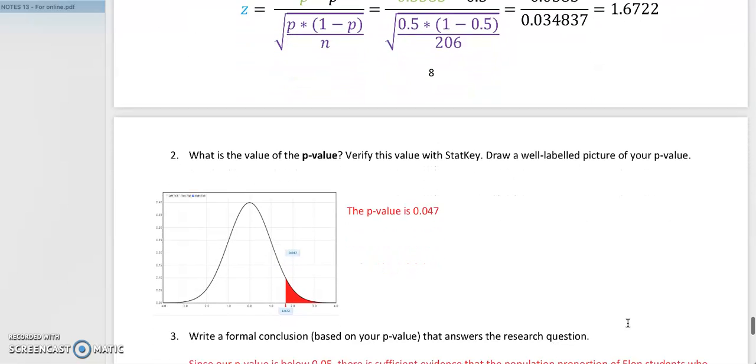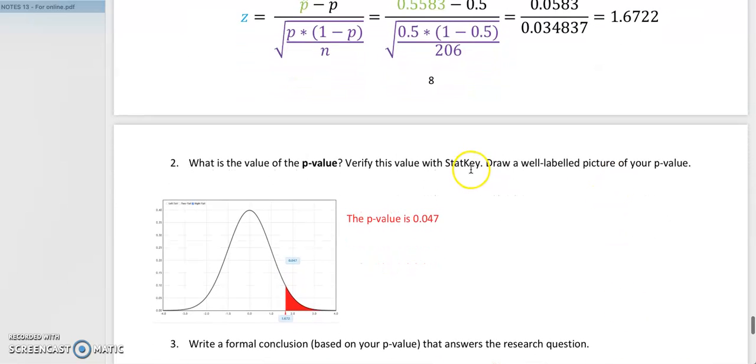We can verify what SAS gave us. We could also try to verify the p-value. And so we could go to StatKey, we could choose normal, we could click on right tail because we had a greater than sign for our alternative hypothesis. And then we could put our test statistic on the bottom, and we'd get our p-value of 0.047.